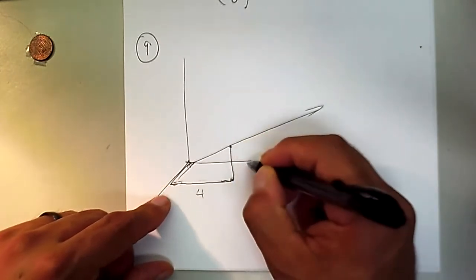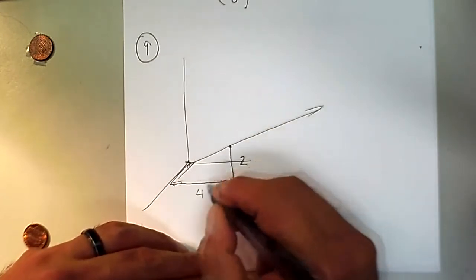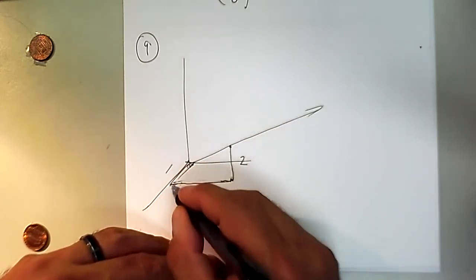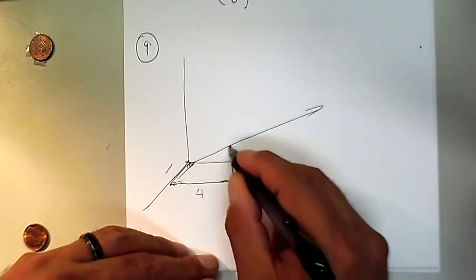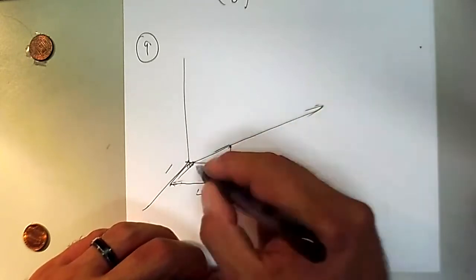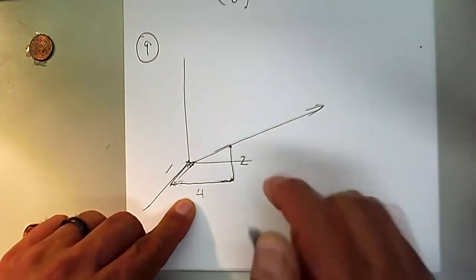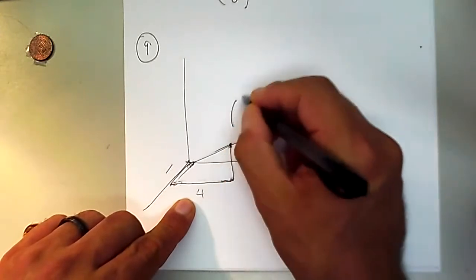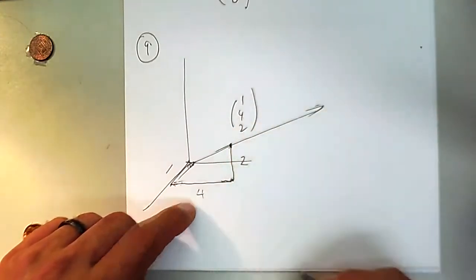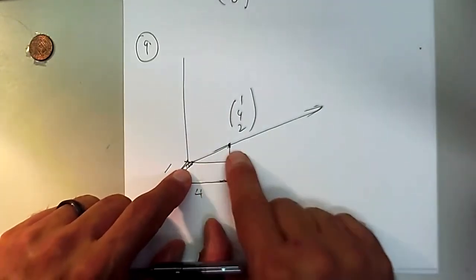And let's use 2. So 1 this way, 4 this way, and then 2 up. And there's the line. So the direction of this line is the vector 1, 4, 2. So this point is 1, 4, 2. That's one vector that can generate this line.